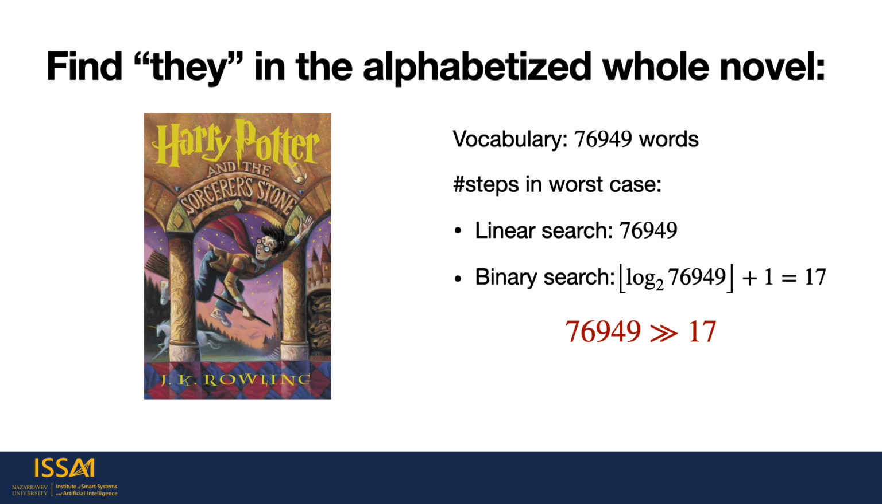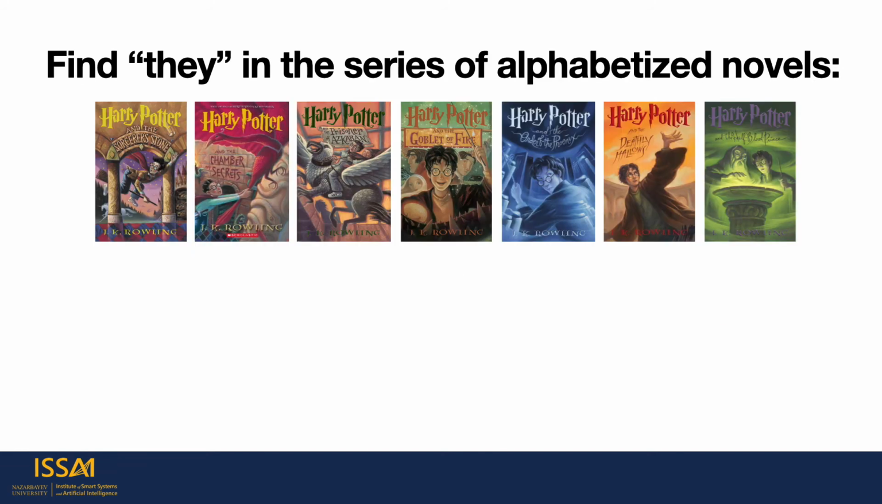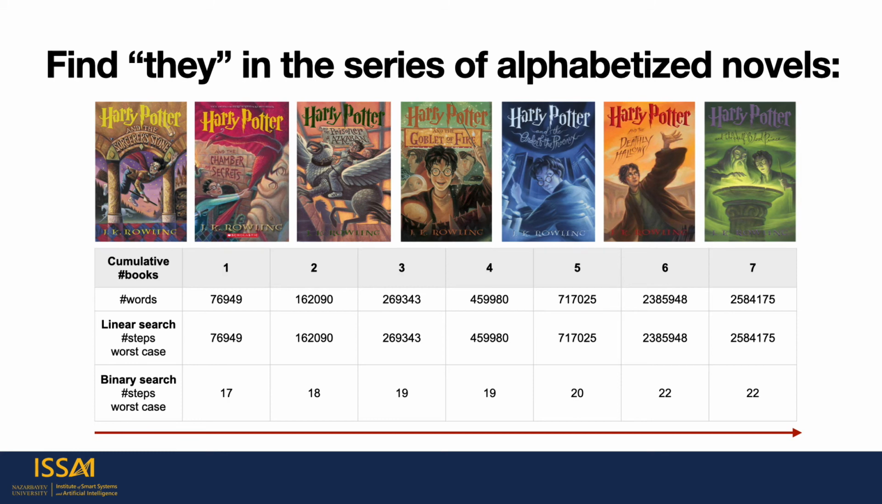Now, instead of a single sentence, let's do search in the whole novel. With nearly 77,000 words in total, the performance difference is pretty dramatic. In the worst case, around 77,000 steps for linear search and only 17 steps for binary search. As we increase the word count with every book in the Harry Potter series, the advantage of binary search becomes even more evident. As the size of the data increases, the growth rate for the number of steps is much slower. It goes from 17 to 22, while linear search jumps to over 2.5 million steps when all books are combined.